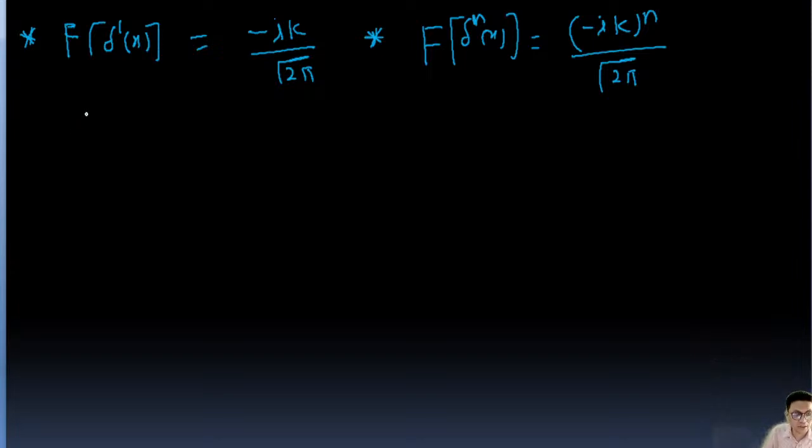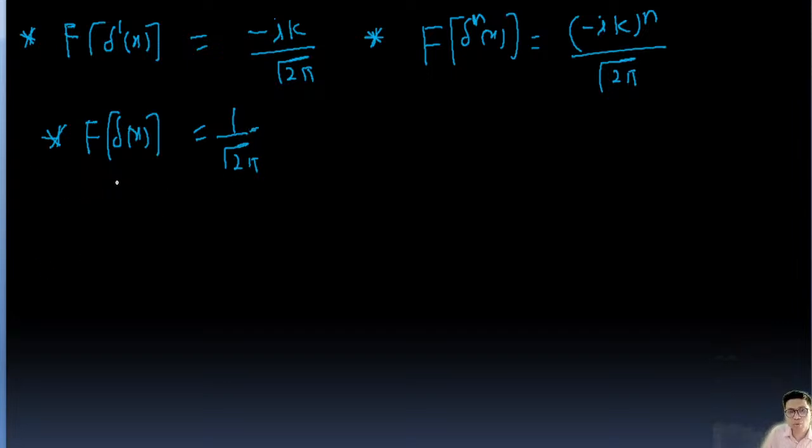So similarly, Fourier transform of del x is going to be 1 upon root 2 pi. These are very important properties you need to know. So Fourier transform of del dash x is minus iota k upon root 2 pi, Fourier transform of the nth derivative of delta x is minus iota k to the power n upon root 2 pi, and Fourier transform of delta x is 1 upon root 2 pi. So guys, these are identities. You need to practice them, you need to revise them, then you will be able to memorize these formulas.